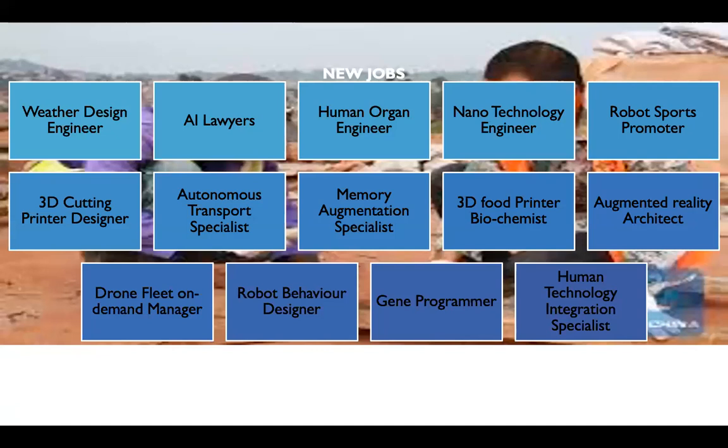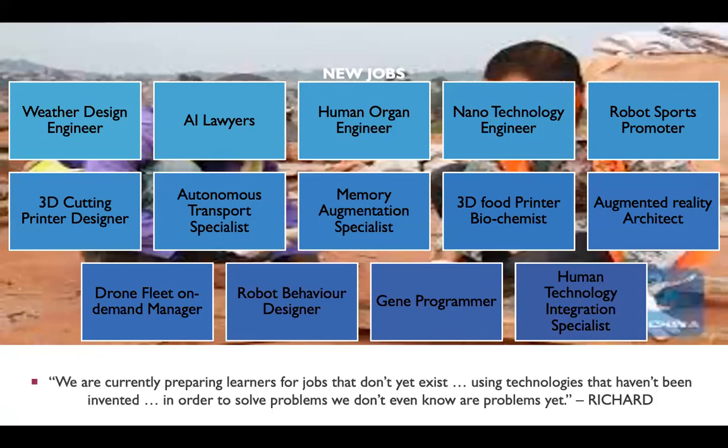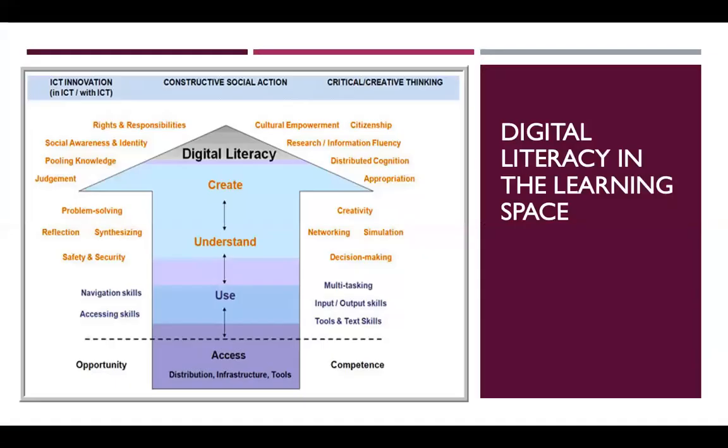Now, we are currently actually preparing learners for jobs that don't exist. Let's remember that. Let's help our children think that way, that the jobs we are preparing them for are still yet to come, or they're in the process of coming. So let's use technology. Let's encourage them to think technology in order to solve the problems that we don't even know are there or are yet to come. So that is why digital literacy, like I said earlier, is critical in the learning spaces.